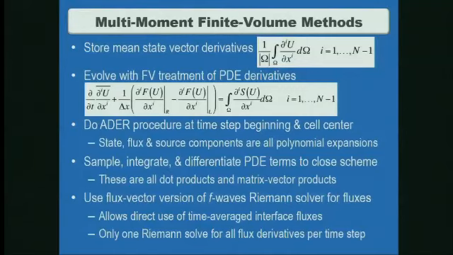For the fluxes, I use a flux vector version of the F-Waves Riemann solver in LeVeque's big red book. What I like about this is you can time average your fluxes at the interface, and you only need one Riemann solver per time step at the interface. You can directly put the time average fluxes in. Since F-Waves use the flux directly to create the characteristic variables, you just crank it out. It's only one Riemann solve for the derivatives.